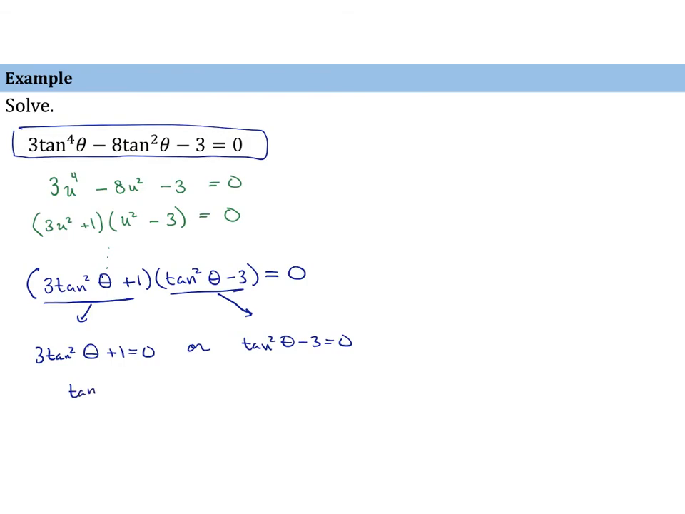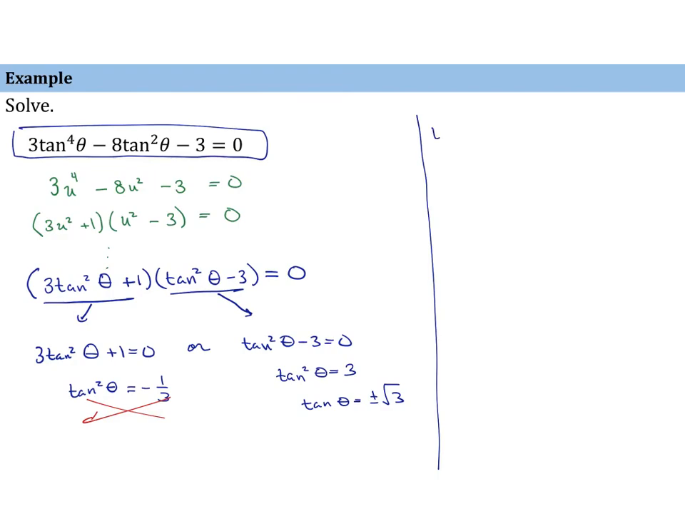So this means that tangent squared of theta would equal negative 1/3, which means that tangent of theta would have to be the square root of negative 1/3, taking positive or negative that. But this is a negative number, so this doesn't have a solution. So we now look at this equation, and this would mean tangent squared of theta would equal 3, and therefore tangent of theta would equal positive or negative square root of 3.